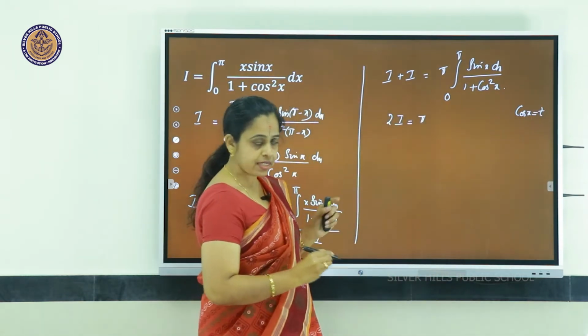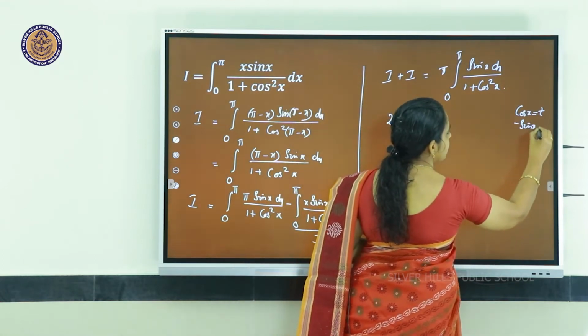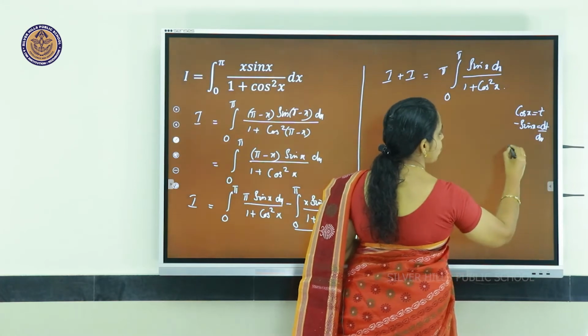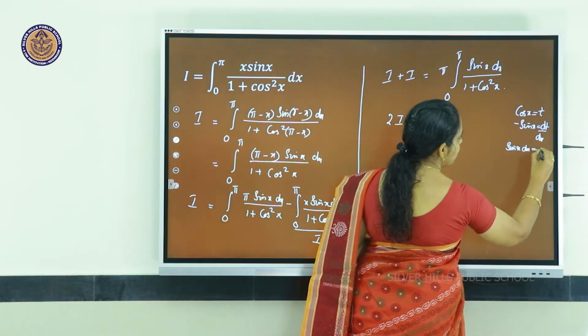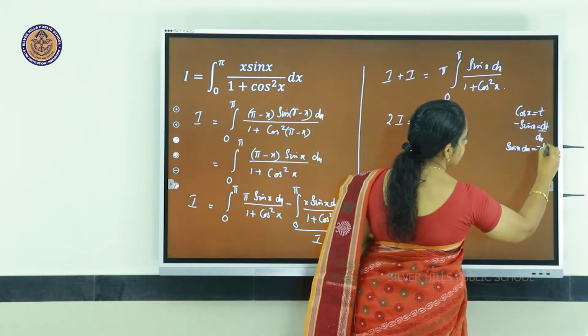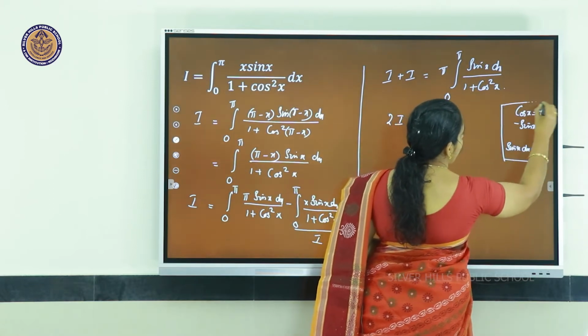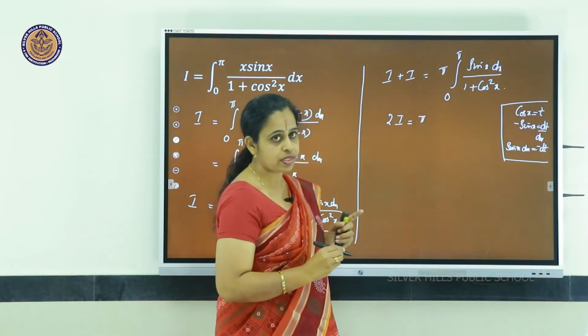Derivative of cos x, minus sin x, equal to dt divided by dx. So, sin x dx will be equal to minus dt. Now, let us change the limits. When we substitute it, the limit also will change.